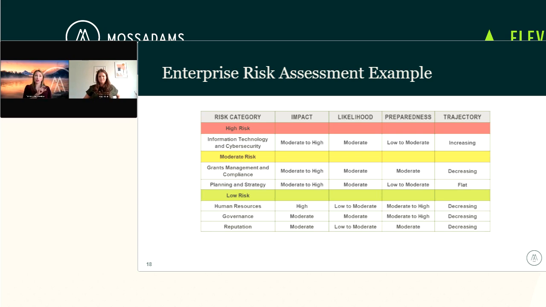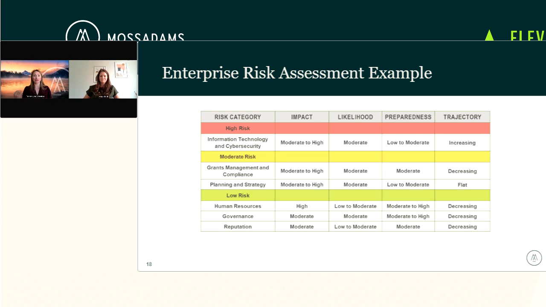So what we do is we look at each risk category according to those 4 areas, and then that informs the overall risk rating for that category. As you can see in this example, we have IT and cybersecurity that are rated as high risk. This can have a really big impact on an organization, so its impact rating is high. It's moderately likely, but the organization here has a low to moderate preparedness.